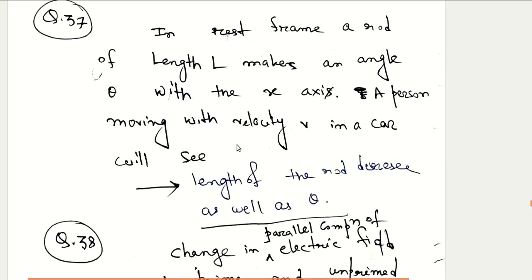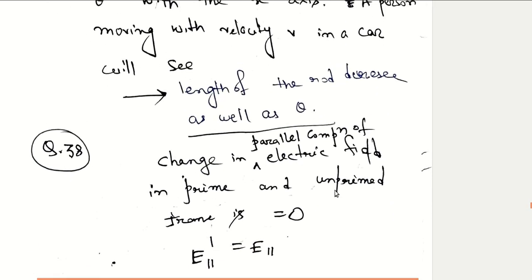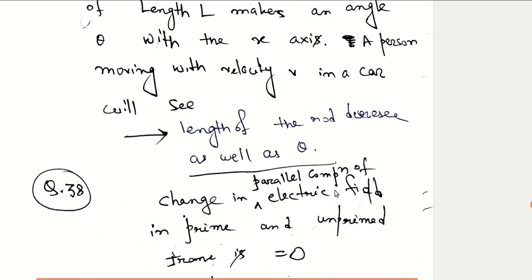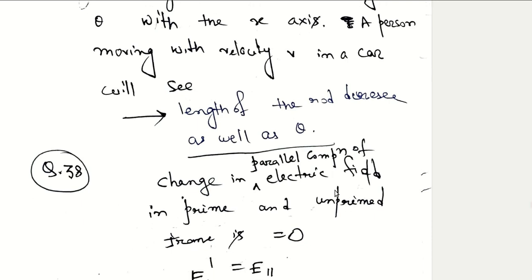So he will see that the length will contract, and the angle will also change. So this was the correct option. There are other options like length will increase, theta will stay the same, or something like that, but those options will not be correct. The correct option is that the length will decrease or contract, as well as the theta.